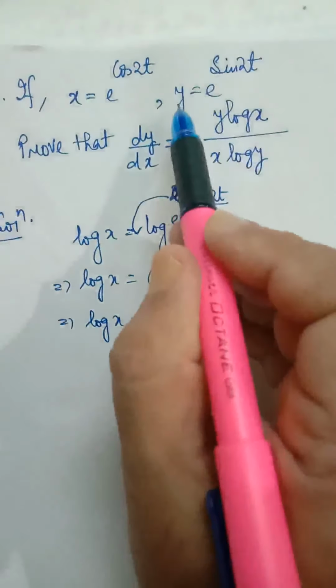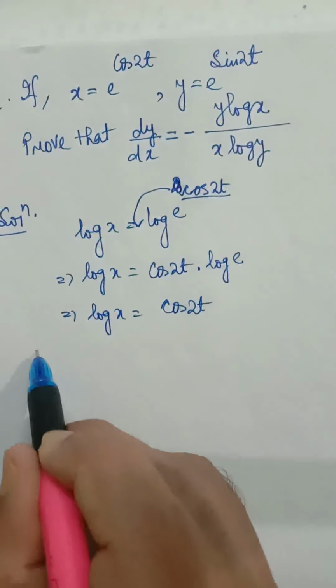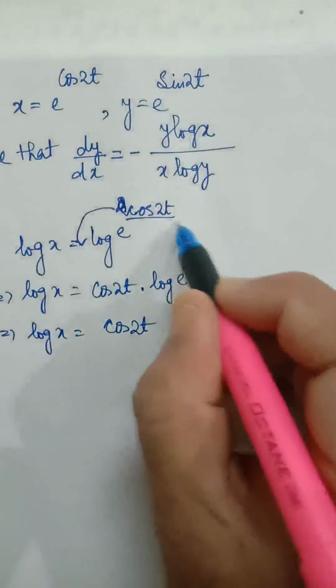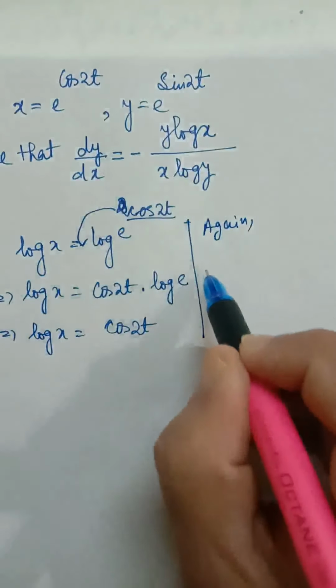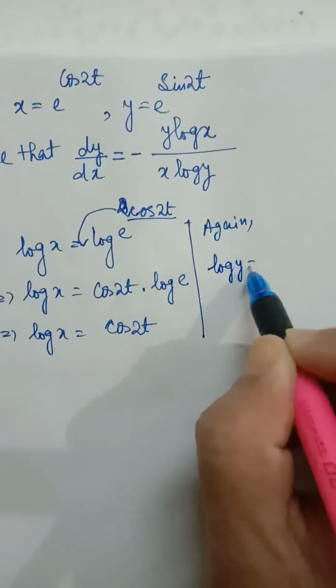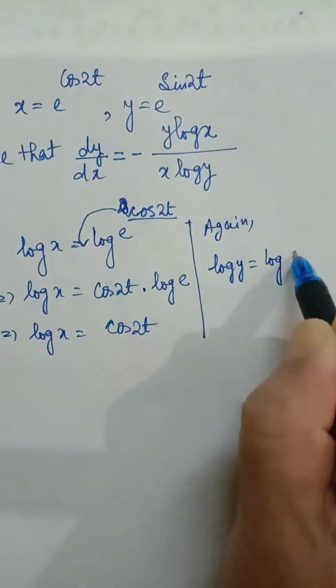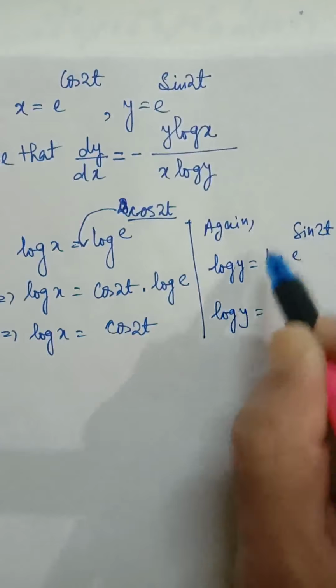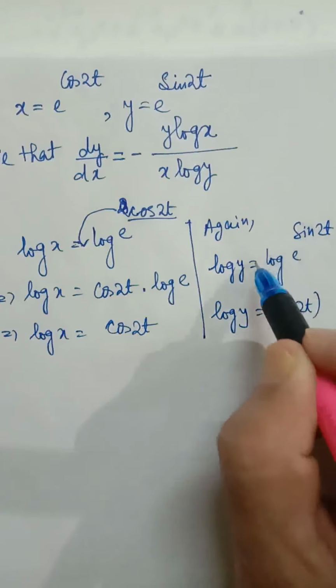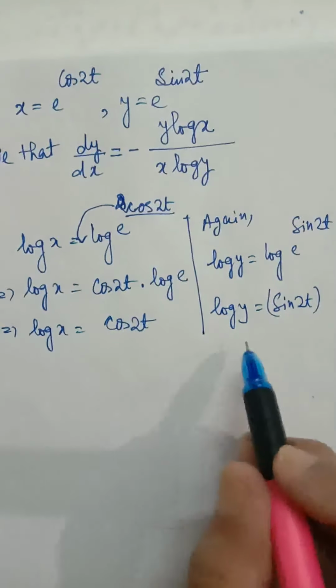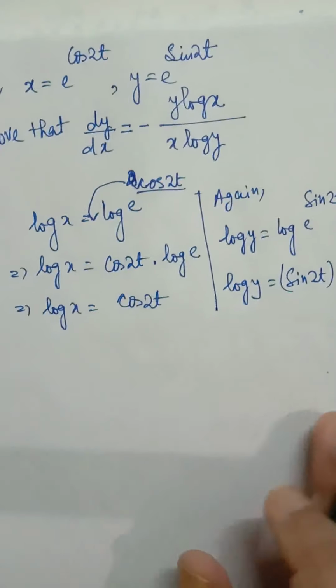Similarly, if we take log on both sides of y equal to e to the power sin 2t, log of y equal to log of e to the power sin 2t. Log of y equal to sin 2t into log e, and log e is equal to 1. So log x equal to cos 2t, log y equal to sin 2t.